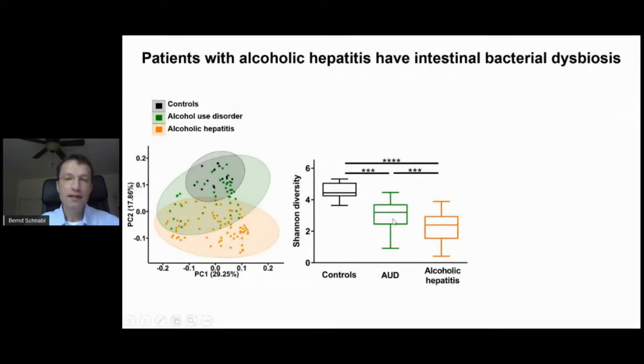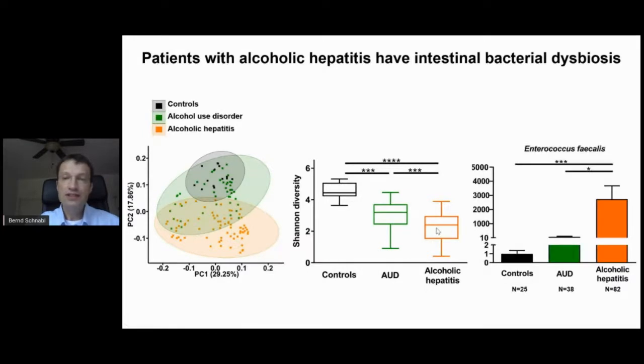So we have a decrease of bacterial diversity from the controls to the alcohol use disorder patients with probably more mild liver disease. And then we have a further decrease in bacterial diversity from the alcohol use disorder to the alcoholic hepatitis patients. And one of the most significant changes that we found by 16S sequencing was this large increase in Enterococcus faecalis. We found about a 3,000-fold increase in alcoholic hepatitis patients as compared to the controls.